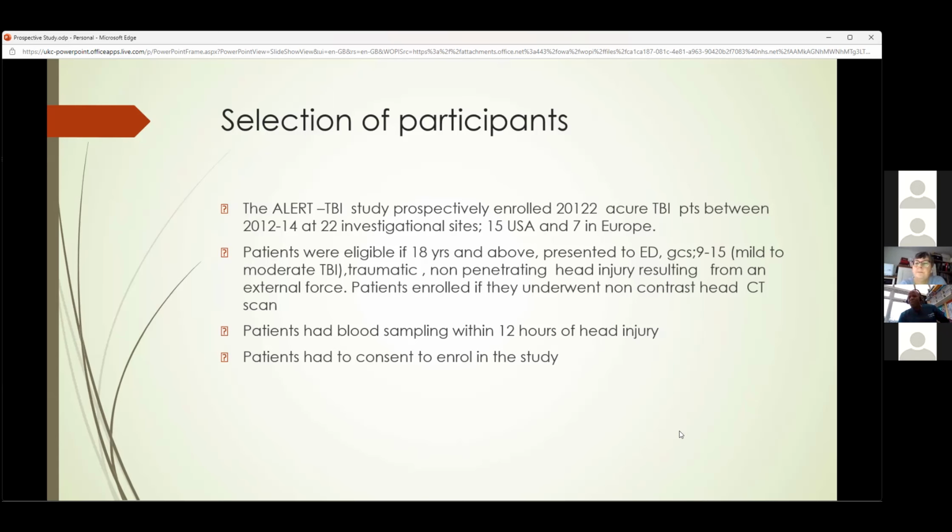But then there were also two broad-based classifications of the disease process in the CT scan. The CT scan would just be reported as either positive or negative if it didn't actually show any intracranial event.